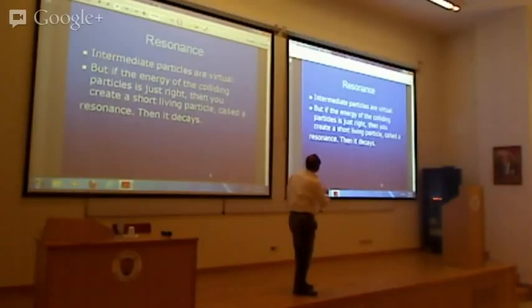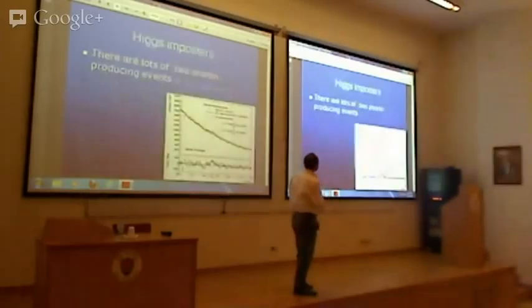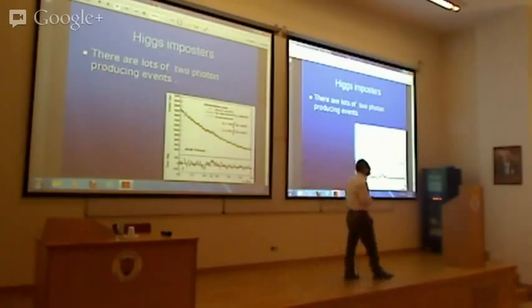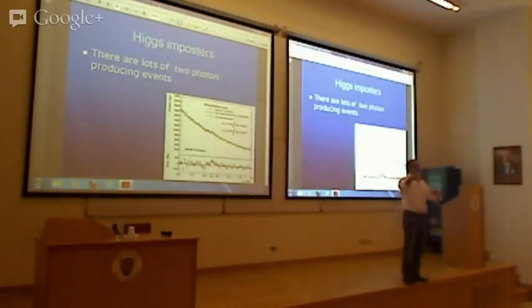Okay, maybe. If the energy of the colliding particle is just right, then you create a short-lived particle called the resonance, then it exists. And the problem is the following. There are many Higgs impulses. You collide two protons, two photons come out. Most of the time, the reason is due to something else, okay?